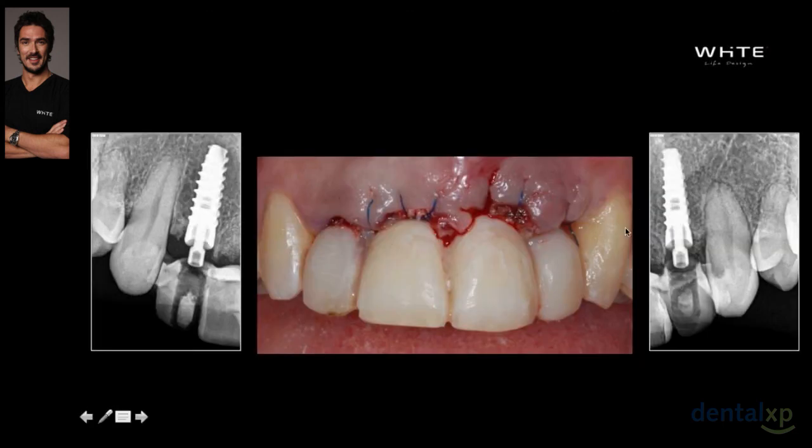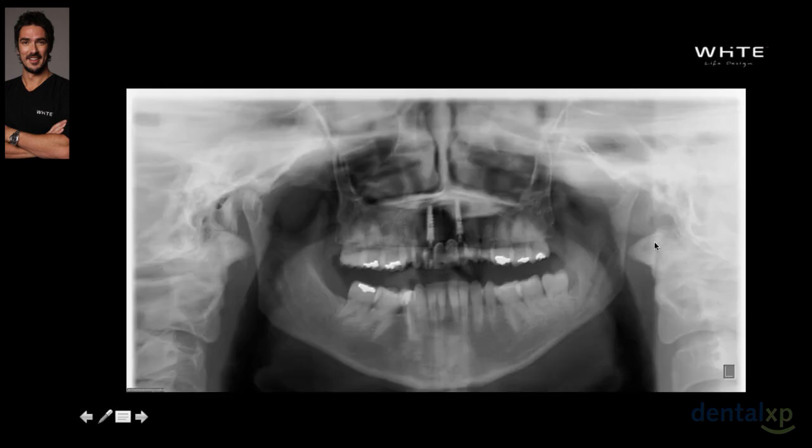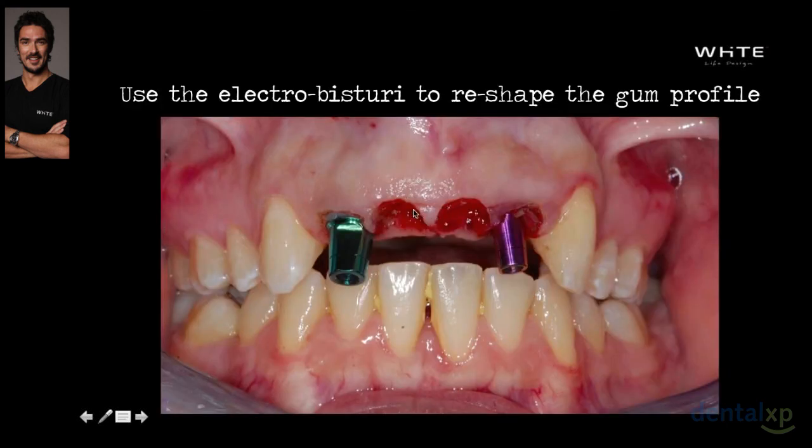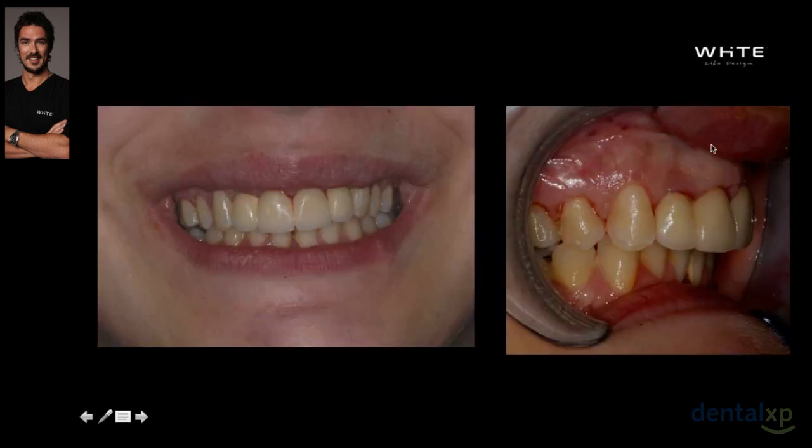put in our impression copings, and took our impression. And one thing that we did at the time was we used a cauterizing electrosurgery unit to create the illusion of a margin here. Took our impression, sent that to the lab, and here is the work in question, screwed into the mouth.